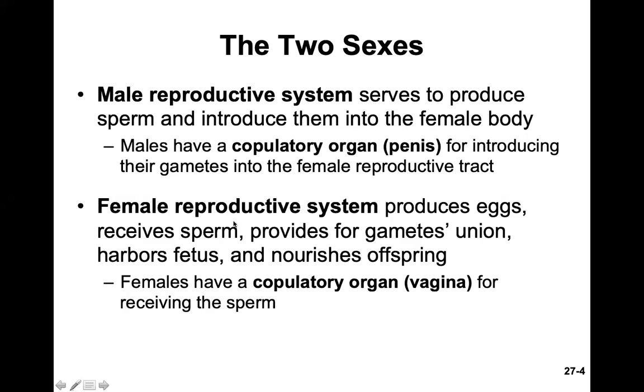So the genetically female parent will produce the eggs, it will receive the sperm, it'll allow for a space for that zygote to grow. As it grows, so it provides space for the union. As it grows, it'll need nourishment. So the female parent or the genetically female parent will nourish the offspring.